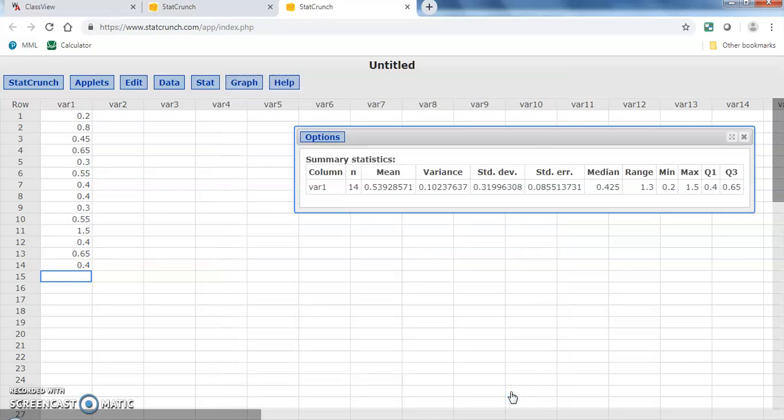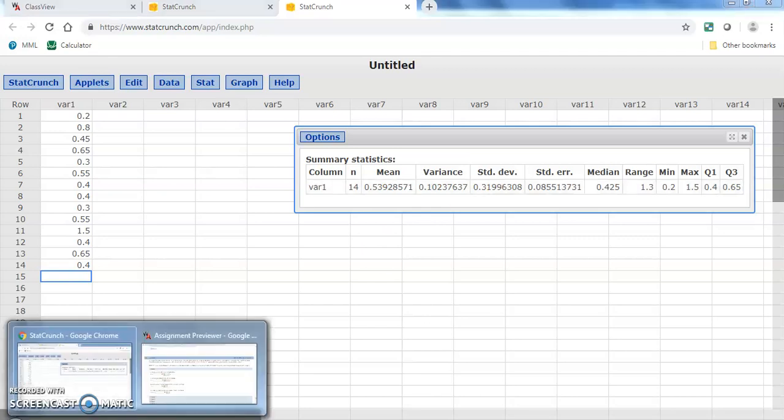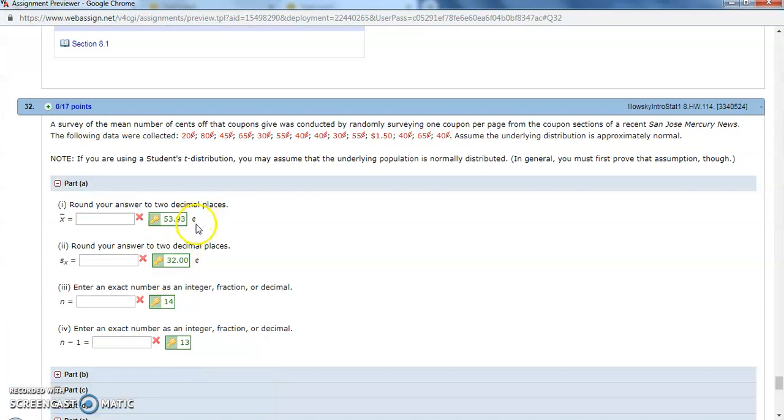So we see our mean is 0.5393 if you round this. And our standard deviation is 0.31996, which would actually round to 0.320. So when you enter this into WebAssign, you see this little cents.